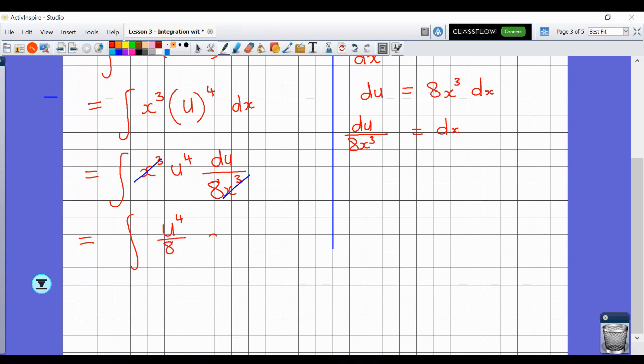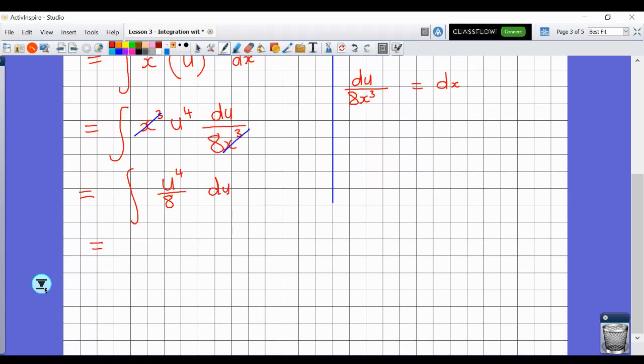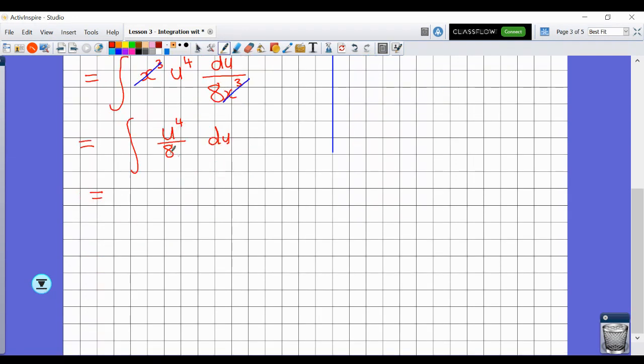Okay, so all we've got here for this integral is actually quite a nice integration, just like this. So we're just going to integrate this as normal. So increase power, divide by the new power. So we're going to have u to the 5 over, I'm dividing by 5, but I've already got an 8 there. So 8 times 5 gives you 40. Don't forget about your c.